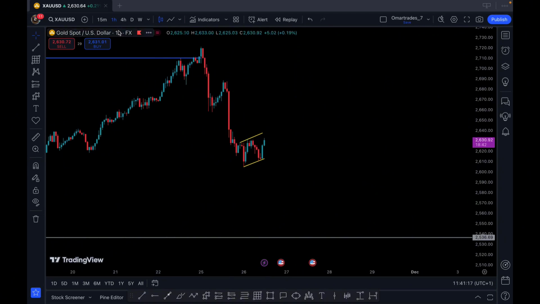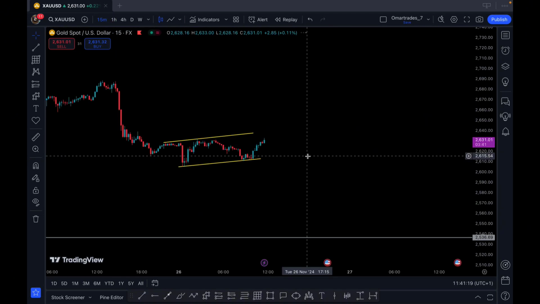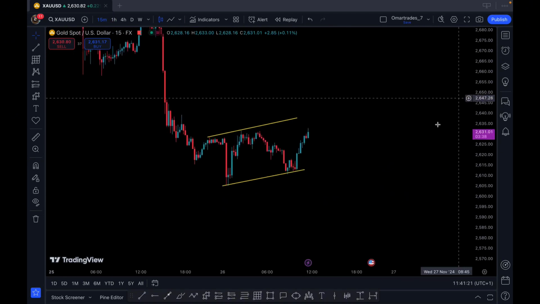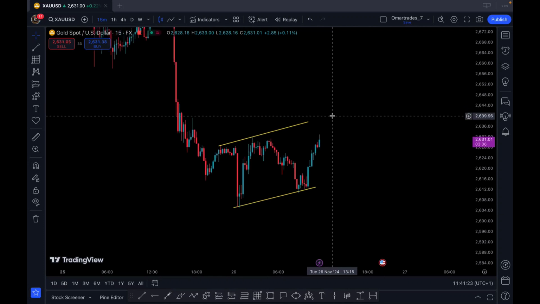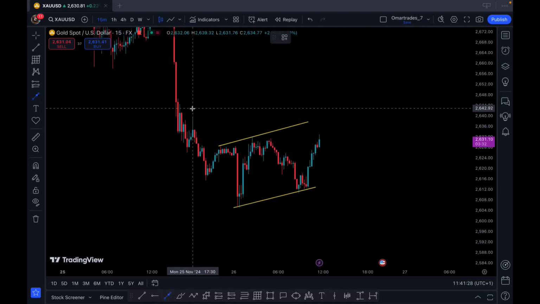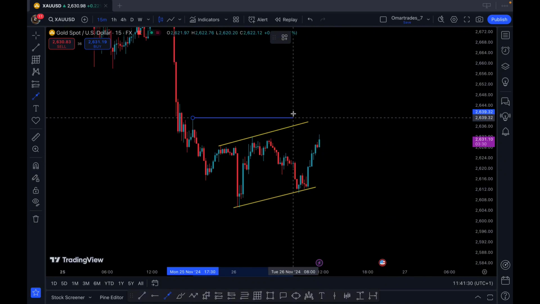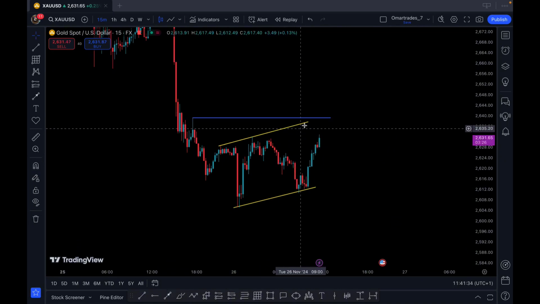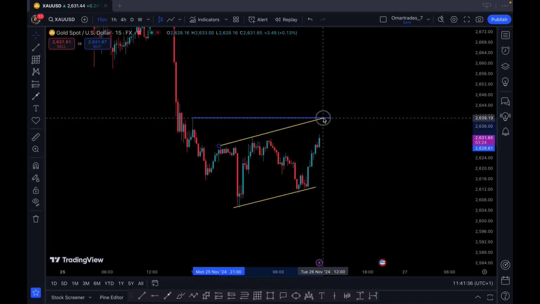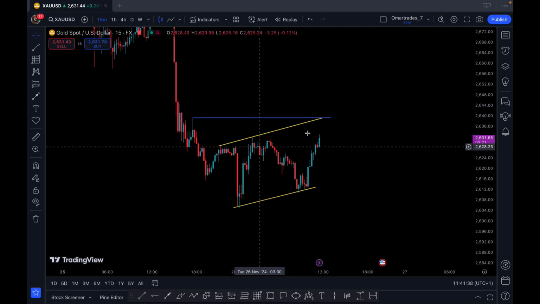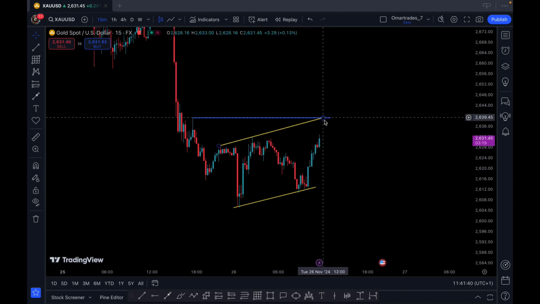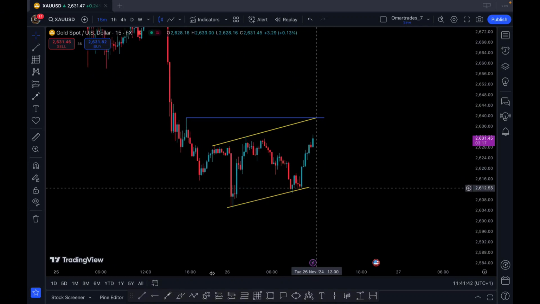So let's go to 15 minutes and see if there's anything we can work with. On 15 minutes, we have this hook point right there. So we will definitely want it to be taken out because this is now a type A plus setup and not just an ordinary type A. So what we're expecting is price to come and take out this area, and then we will look for our entry candle. If that is confirmed, then we're going to take the trade for a short.